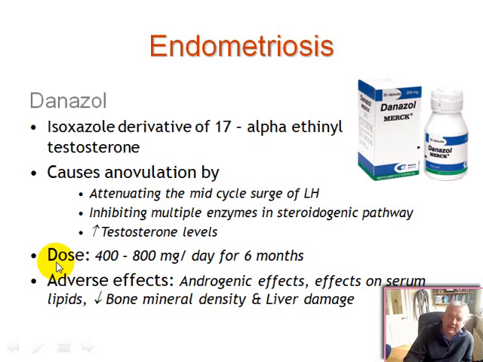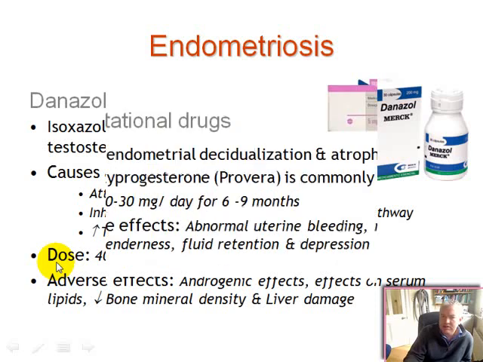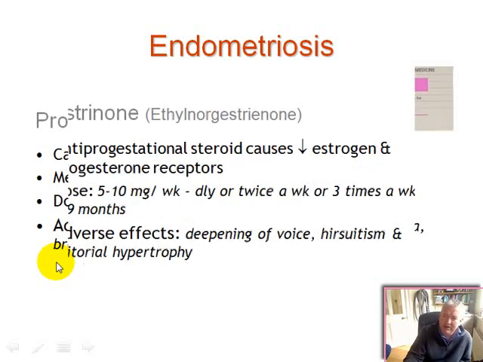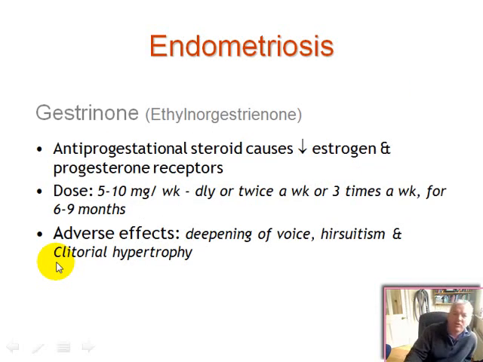Danazol, as I said, is not used as much anymore, and unfortunately because of the androgenic side effects, a lot of women don't like using it. Provera and other progestogens can be used, but on occasion this causes irregular cycles and irregular bleeding, which for many women isn't acceptable. Also might cause breast tenderness, fluid retention, and depression. Gestrinone is an anti-progesterone steroid, and it has a use, but unfortunately again it may cause deviant voice, hirsutism, and enlargement of the clitoris, so it may not be suitable.